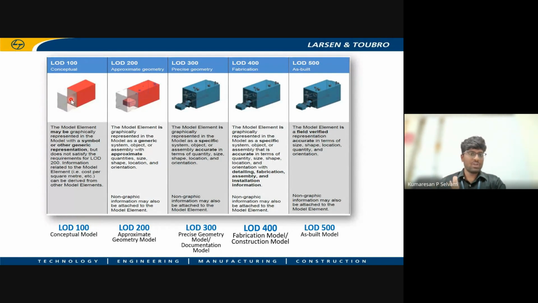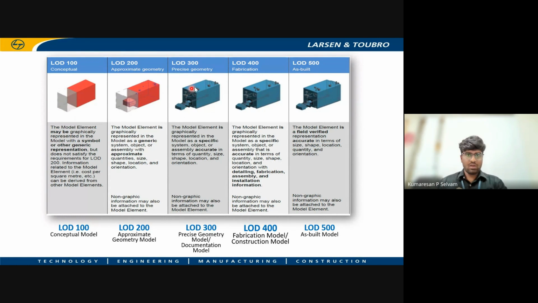How this will look, very basic details about the width, height, everything, and that will also be only approximate and not precise. That is what is called a conceptual model. And then LOD 200, a little more developed compared to LOD 100, refers to approximate geometry, where very approximate quantities, size, and shape will be developed. And then comes the precise geometry, which is LOD 300. Here all the sizes, location, and quantity will be precise and accurate.